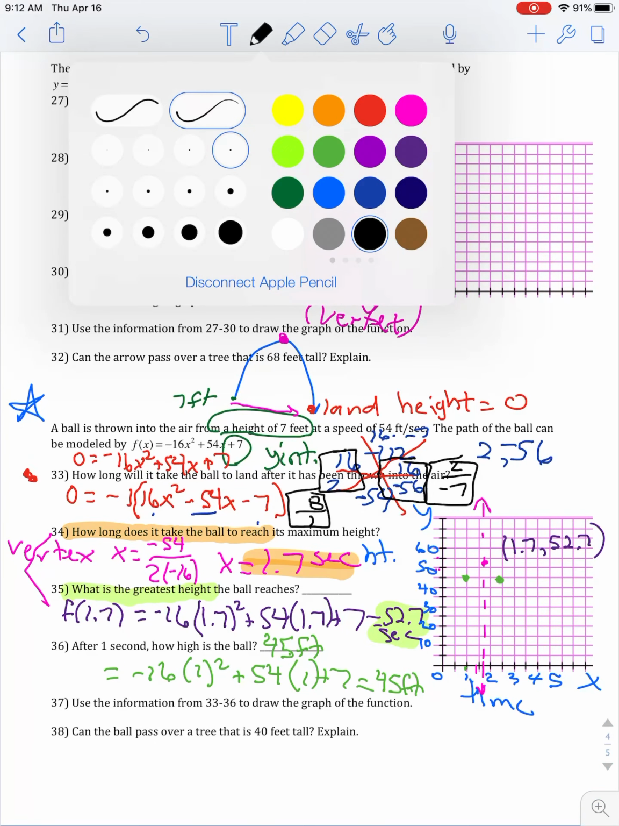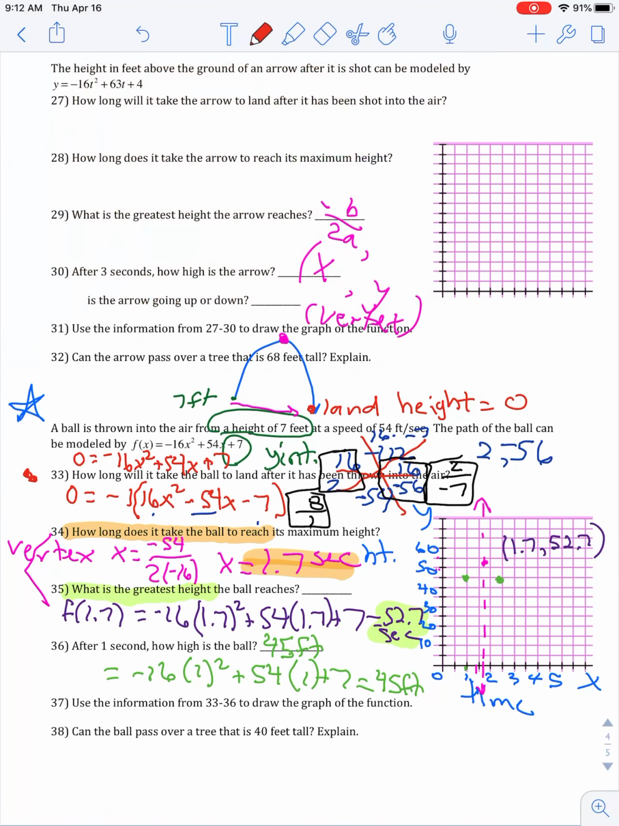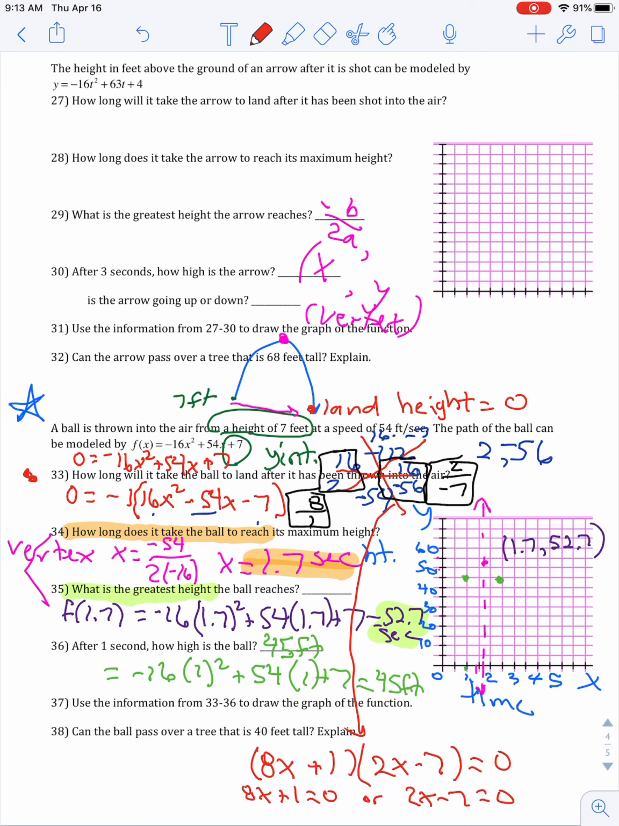I'm kind of running out of space here, so I'm going to draw an arrow and continue my work down here. So in the first parenthesis, I'm going to put 8x plus 1, and in the second parenthesis, I'm going to put 2x minus 7, and that equals 0. So using the zero product property, that means 8x plus 1 has to equal 0, or 2x minus 7 equals 0.